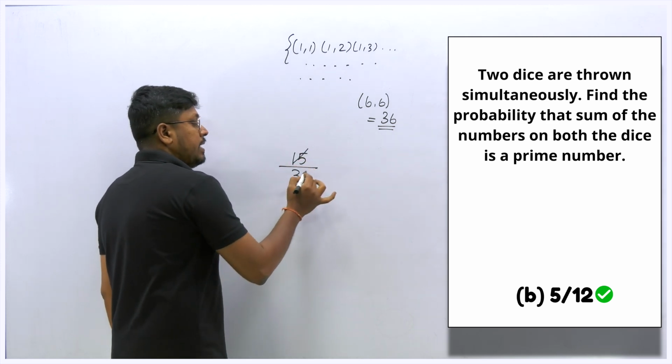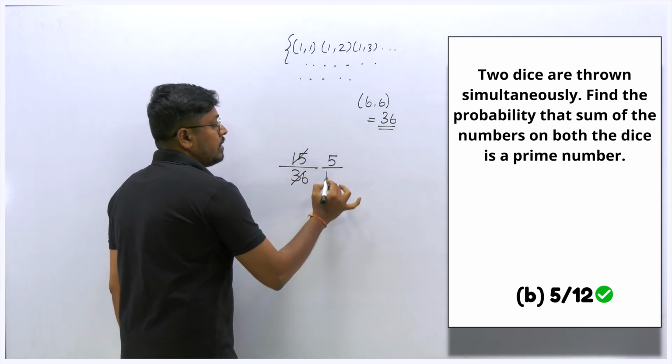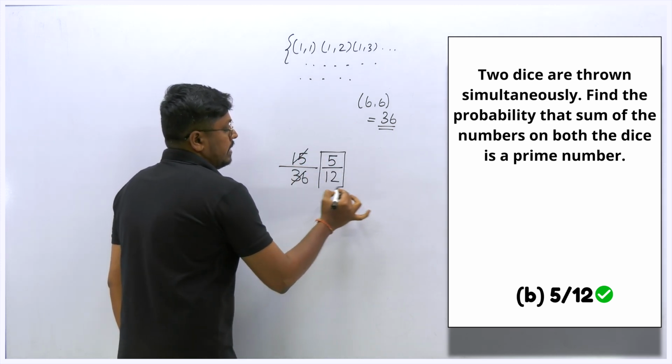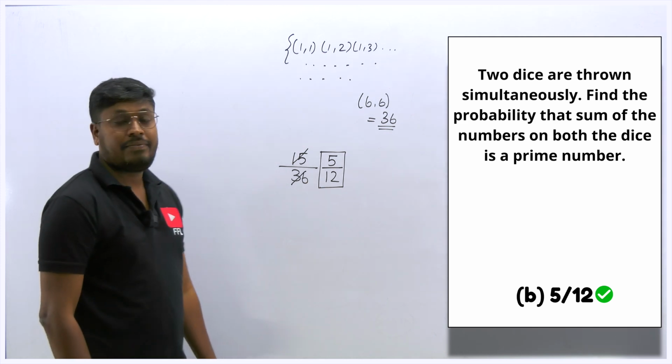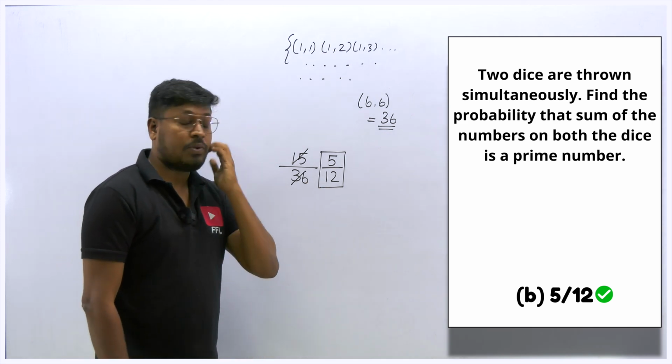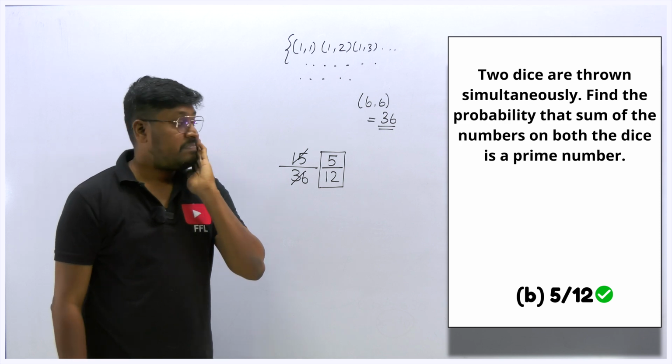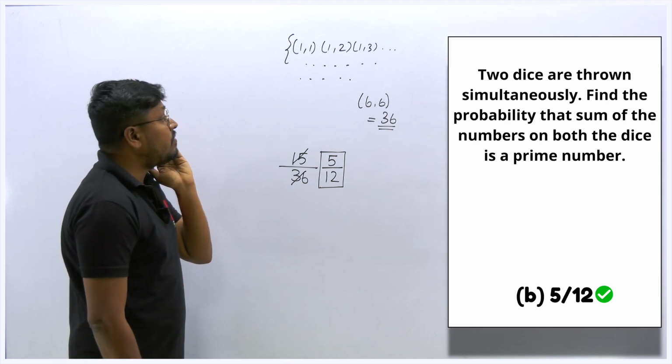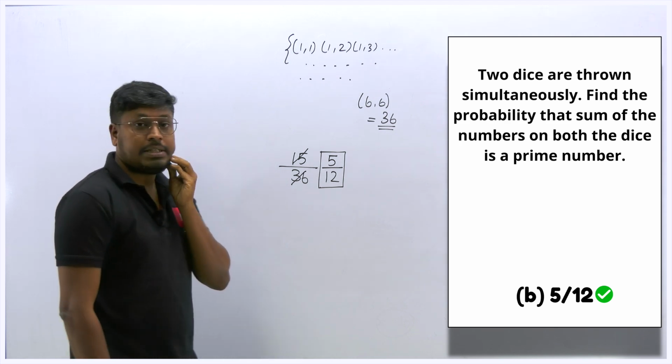So cancel it on the 3 table. 5 times, cancel it on the 3 table, 12. So we can say that the answer for this question is 5 by 12, which will be the answer for this, right? So probability question. So I think I have solved all the questions that I have given on the model paper 1.